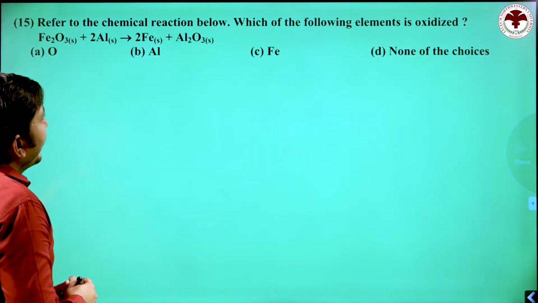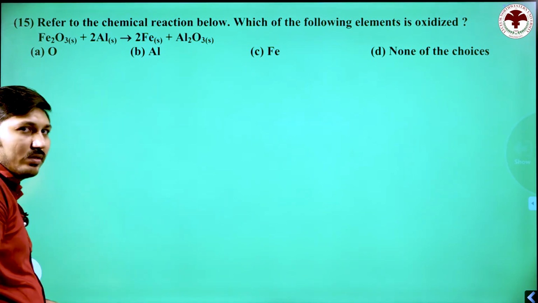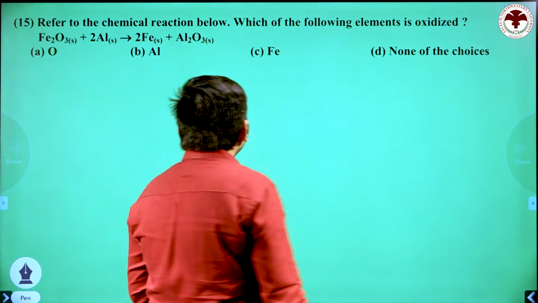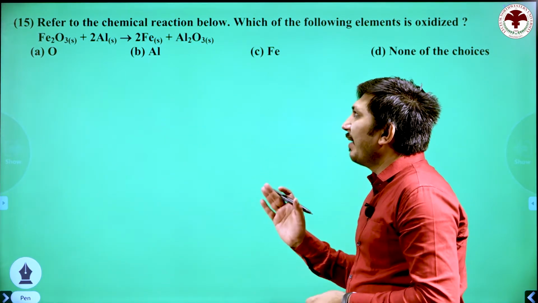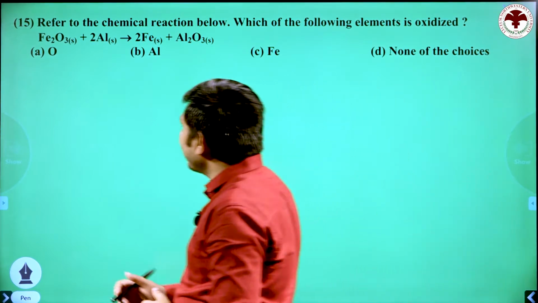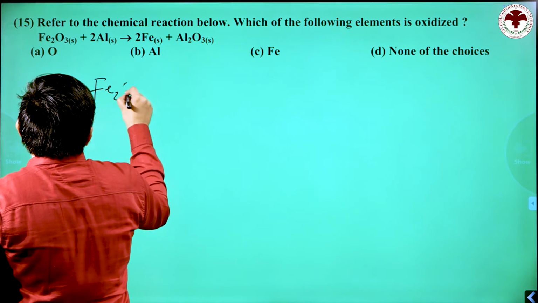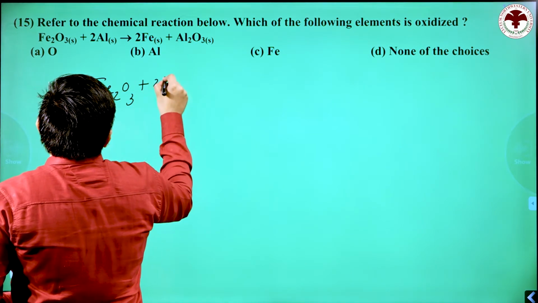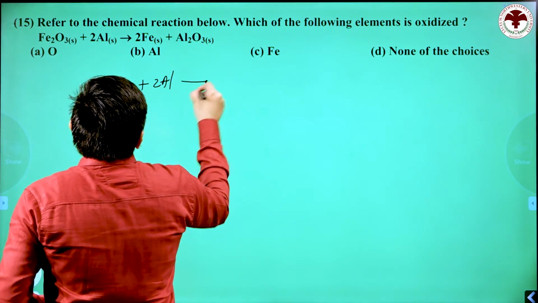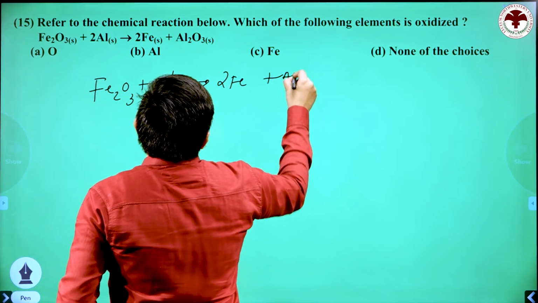Refer to the chemical reaction below. Which of the following elements is oxidized? Very good question, very easy question. We only need to choose the element which is oxidized during this process. Okay, what is the reaction? The reaction is Fe2O3 plus 2 aluminium gives 2Fe plus Al2O3.